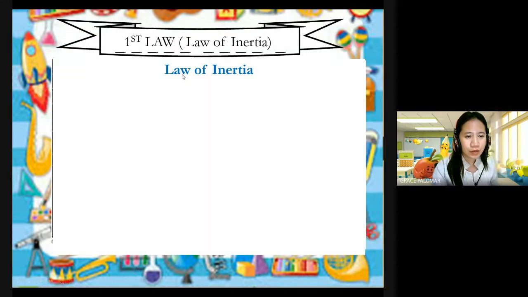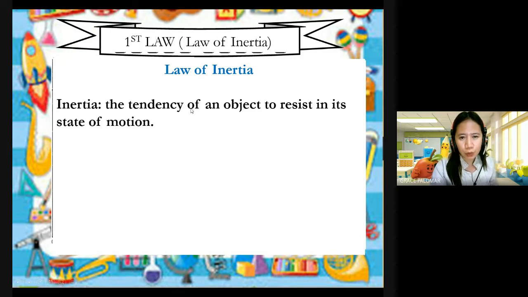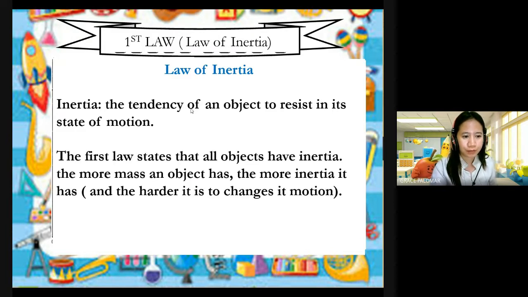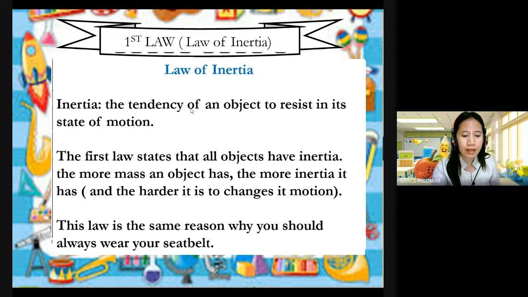The first law is also known as the law of inertia. Inertia is the tendency of an object to resist a change in its state of motion. The first law states that all objects have inertia. The more mass an object has, the more inertia it has, and the harder it is to change its motion. This law is the same reason why you should always wear your seatbelt.